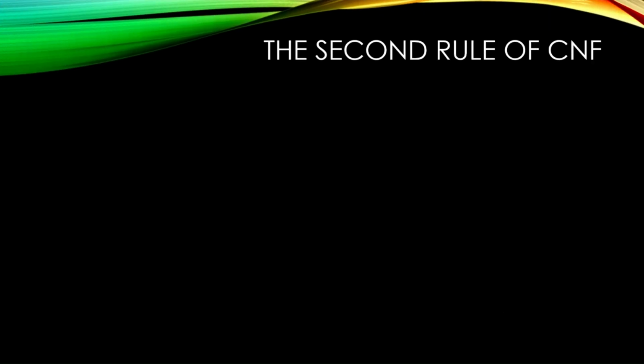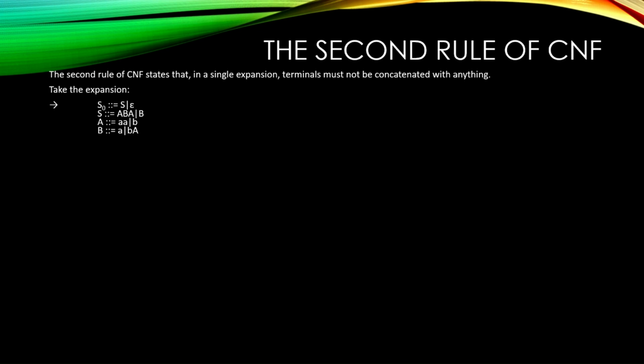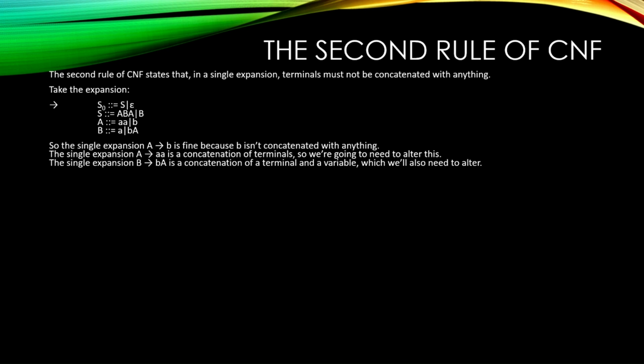So now, the second rule of CNF. The second rule states that in a single expansion, terminals must not be concatenated with anything. Let's take the expansion S0 goes to S or epsilon, S goes to ABA or B, and then A and B have their own expansions. So the single expansion variable A goes to terminal B, that's fine because the terminal B isn't concatenated with anything.